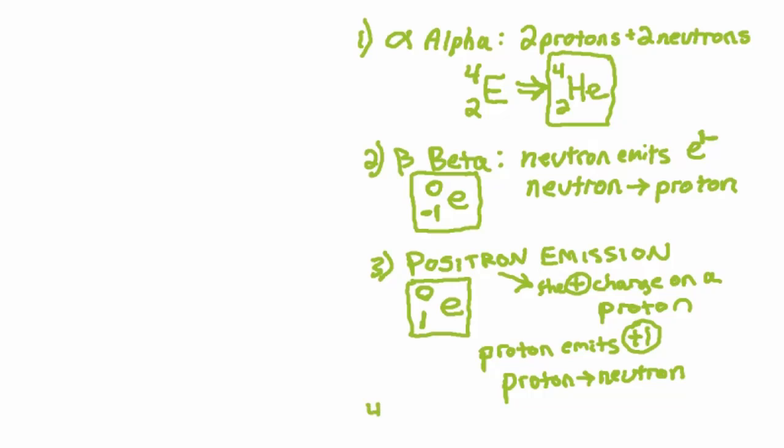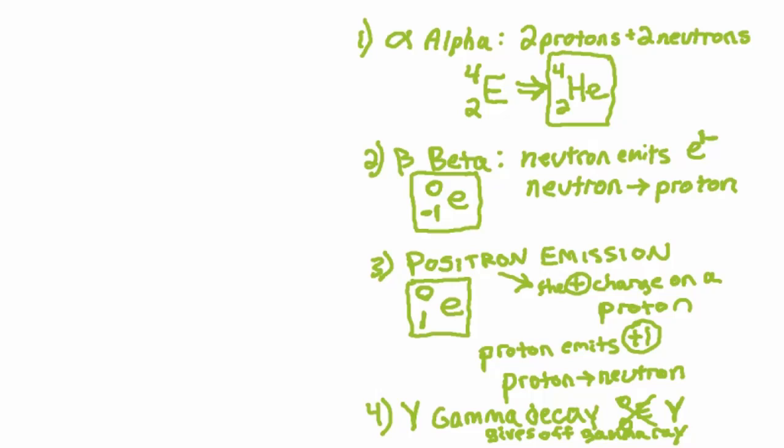Now the final one is that crazy funky looking V, and it's called gamma decay. And there is no change. So it would be 0, 0, E. But we don't really write it like that. We just write the gamma decay. It gives off a gamma ray. So let's get to some of these practice problems.